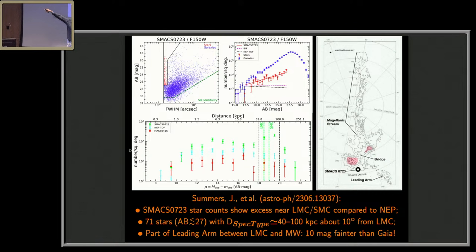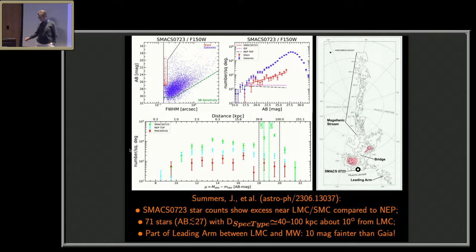With the six filters we had, we could do spectral type fitting, and so we actually have distances for these stars to 27 magnitude, and there is an excess around the distance modulus, 40 to 100 kiloparsec, of the LMC, SMC. So this field does contain stars in the leading arm. Of course, Gaia saw that too. It was designed to do that, but we see it 10 magnitudes fainter. So thank you, JWST. Great discovery.